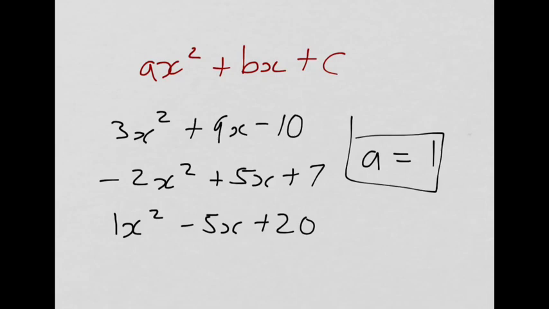There are other methods for when the coefficient is not 1, which I'll teach you on Wednesday. But we're going to look at a method for when a is equal to 1. You all understand what I mean when I say that? The coefficient of x squared is 1.